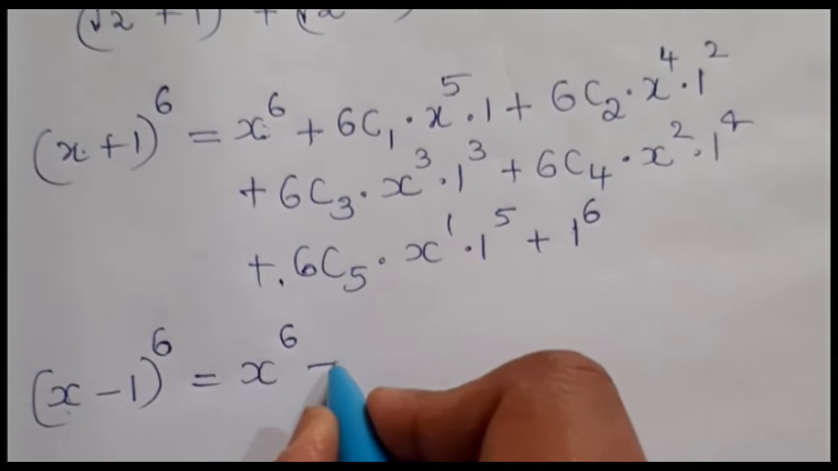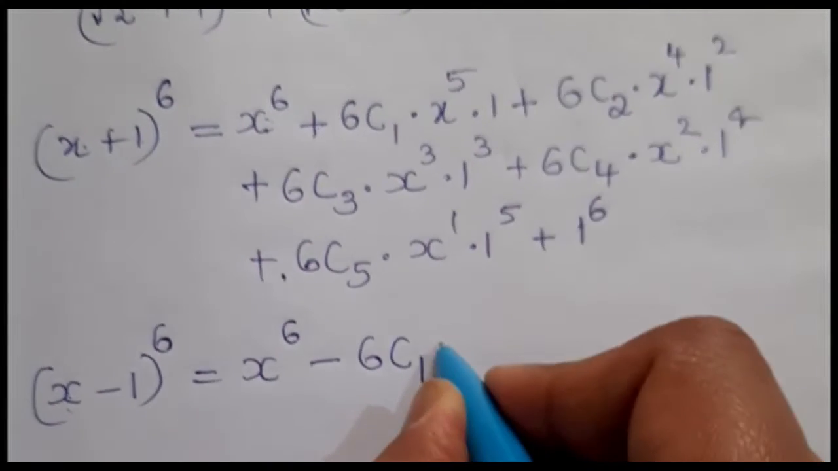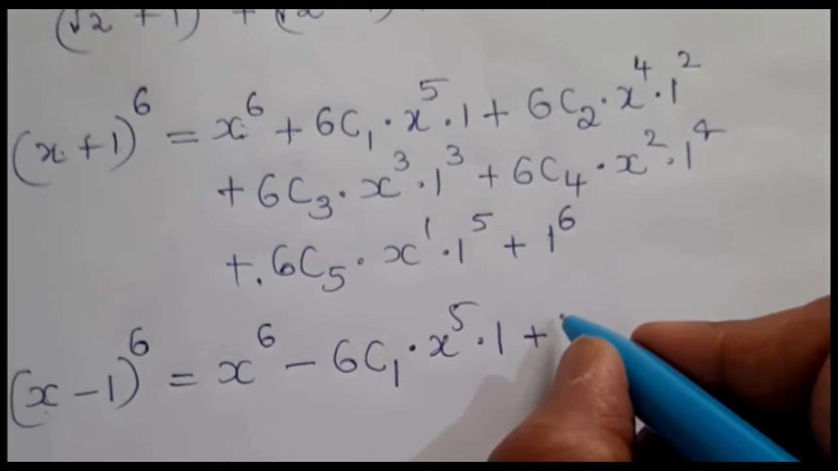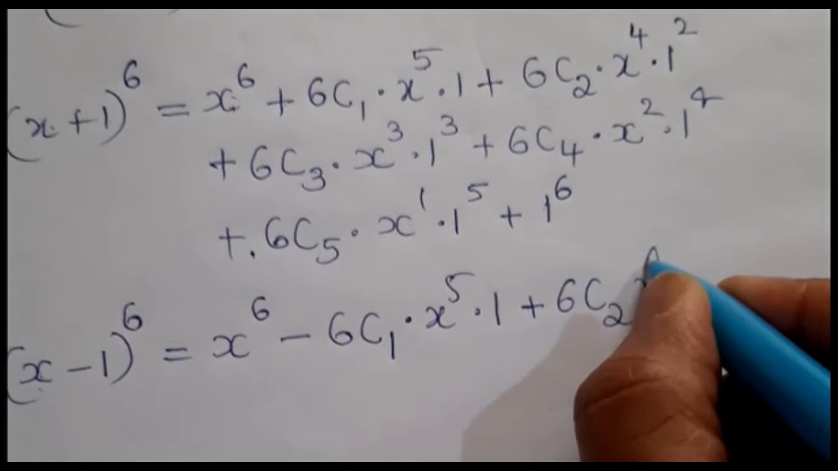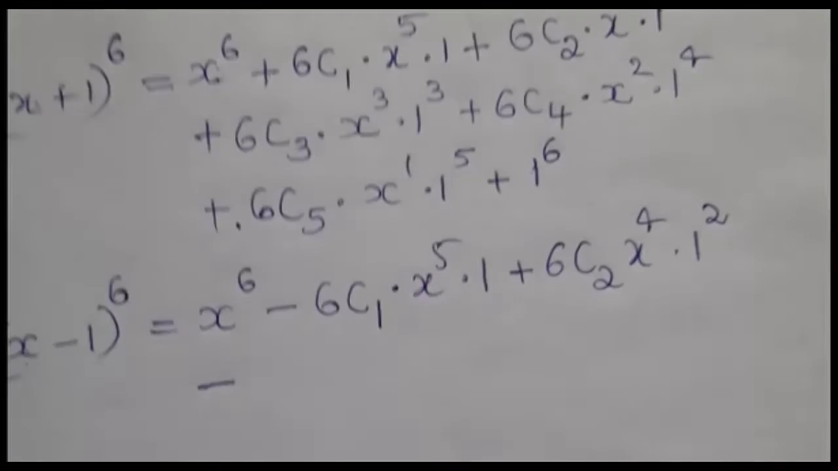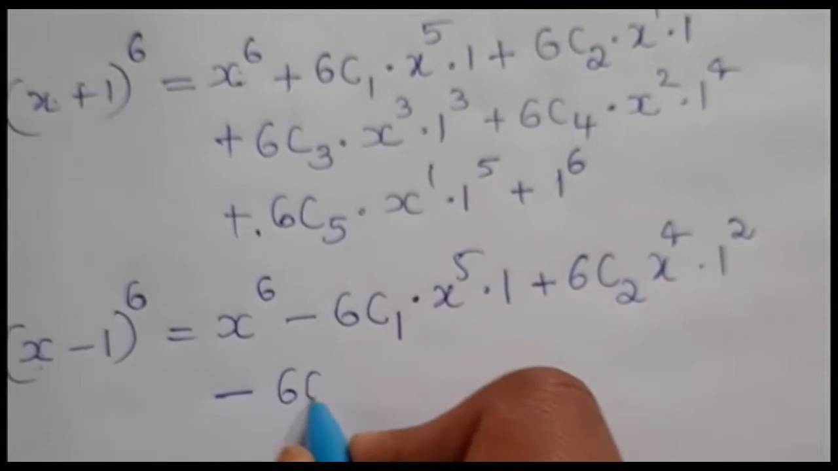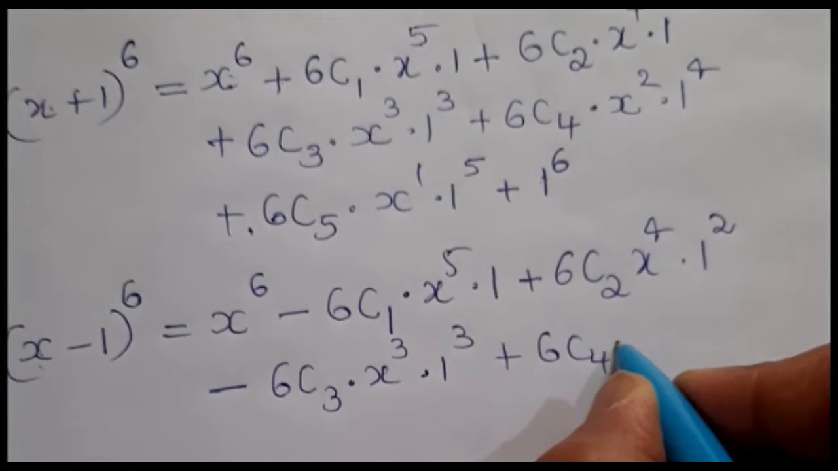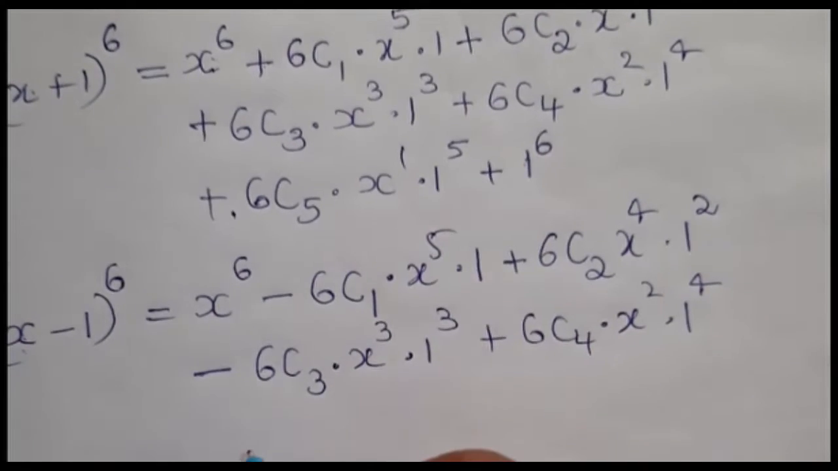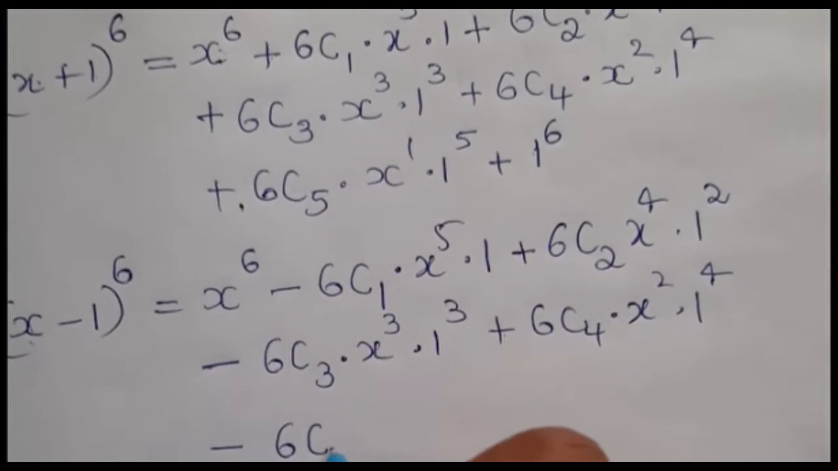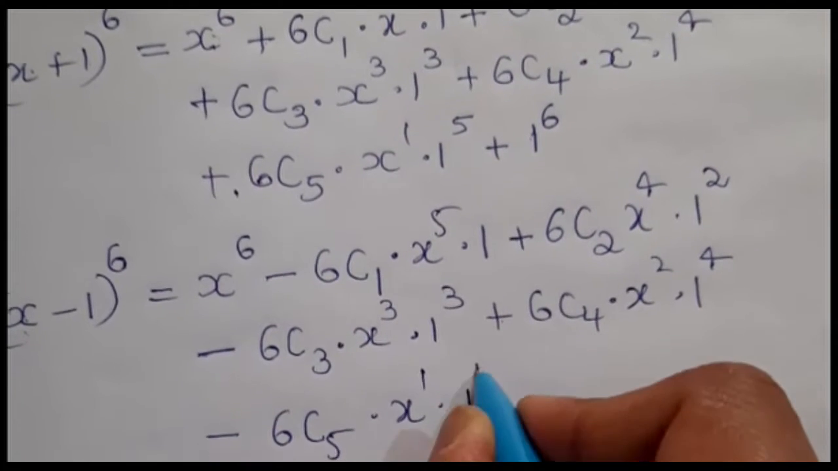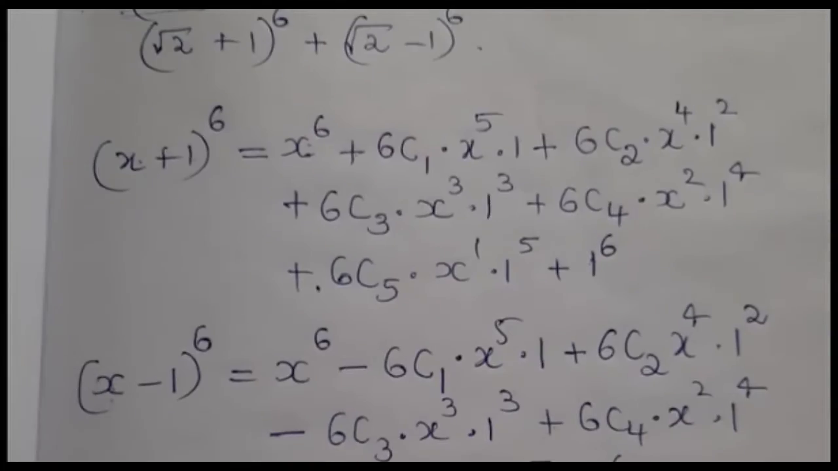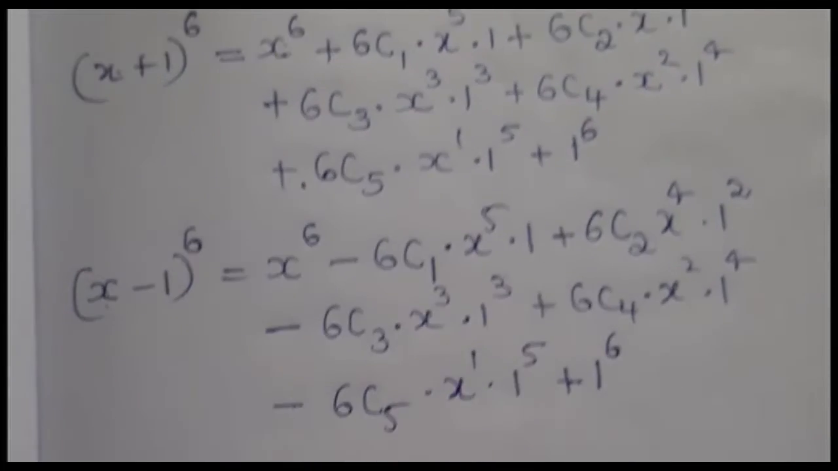Second term, change it to a minus 6c1. Minus 6c1 into x power 5 into 1. Third term alternate as plus. So you will have plus 6c2 x power 4 into 1 squared. Now again alternate for the next term. You will get minus 6c3 x cube into 1. Repeat the process. Plus 6c4 x squared into 1 power 4. Because it was plus, you should write minus now. 6c5 x power 1 into 1 power 5. Minus is finished. I have to write plus 1 to the power of 6. This becomes the expansion of (x minus 1) whole to the power of 6.